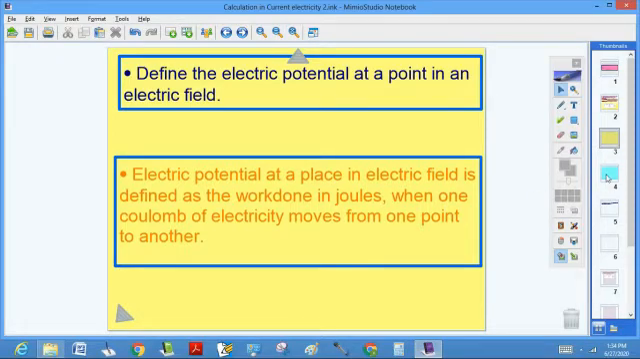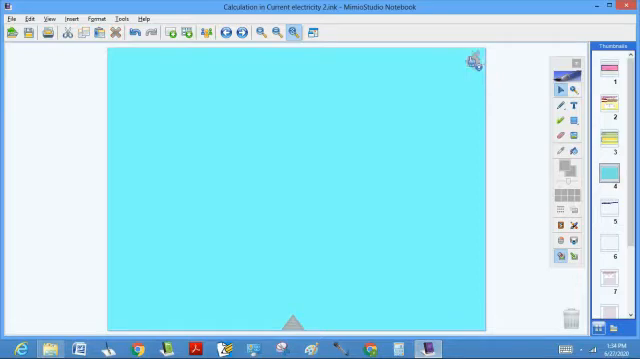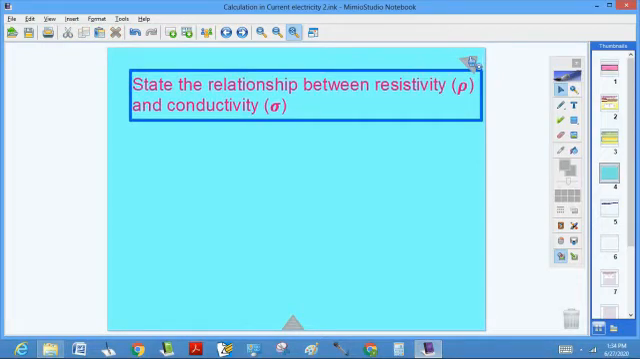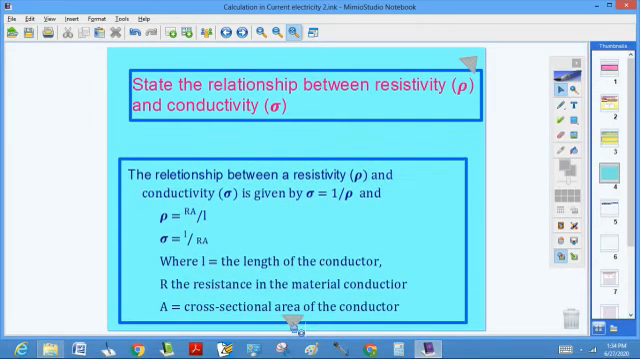Okay, the next question says we should state the relationship between resistivity and conductivity, and the required response to that is that the resistivity is the reciprocal of conductivity, or vice versa. That is, resistivity and conductivity are inversely proportional to each other. One is the reciprocal of the other, as we have in the solution. So we also have that the symbol we have for this is pronounced as rho.